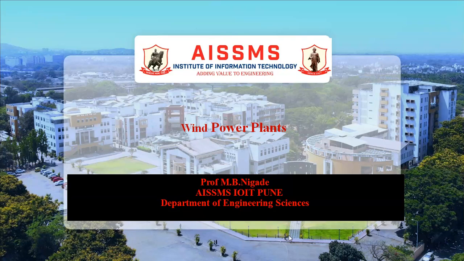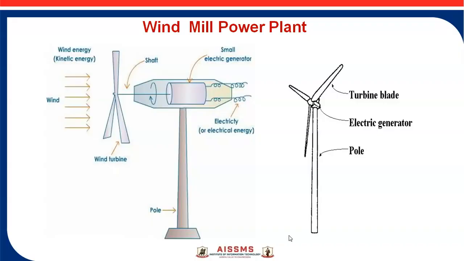Our today's topic is wind power plants. In windmill power plants, wind power is actually an indirect form of solar energy. Therefore, unequal heating of the atmosphere by the sun produces air currents called planetary winds. Local winds are produced due to the differential heating of land and water in coastal areas. Also, local winds are produced due to the heating and cooling of hills and mountainsides.